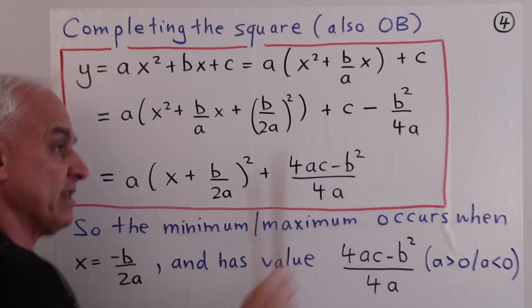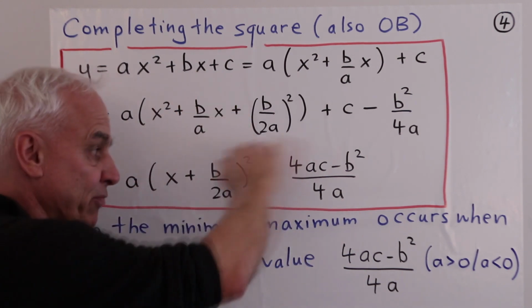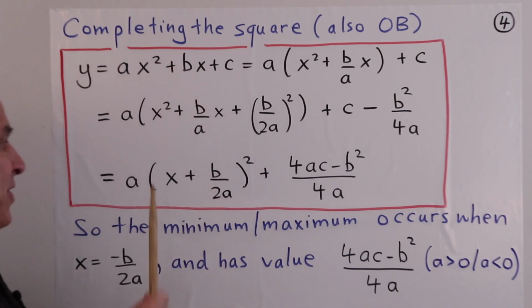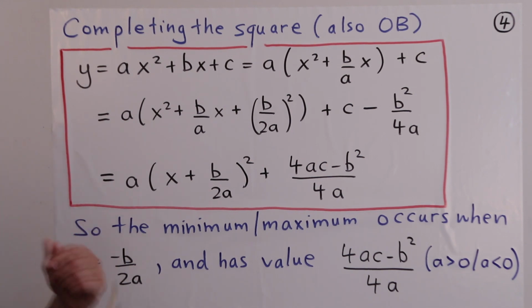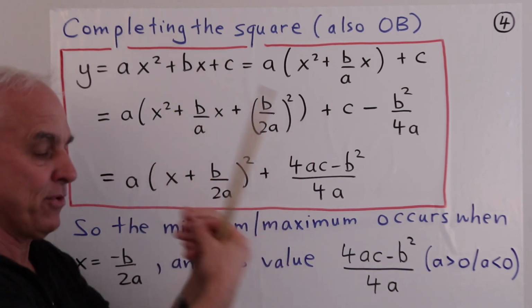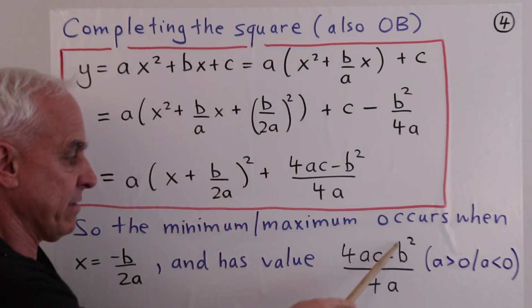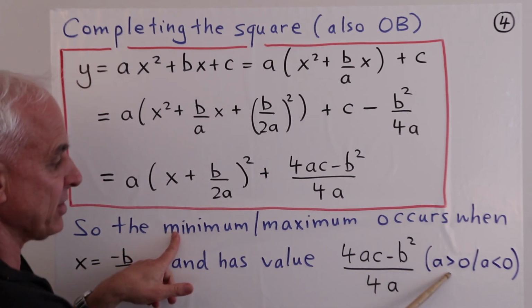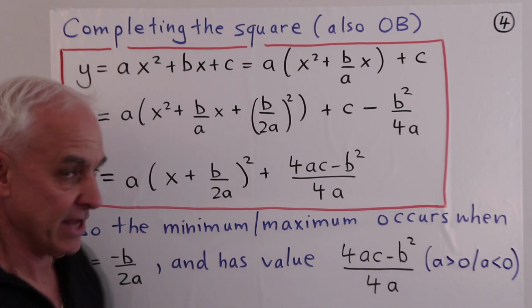And then this quantity is the biggest possible value this expression takes. And it'll still take that biggest value when x is equal to minus b over 2a, and that biggest value will still be this thing here. So in both cases, the maximum or the minimum occurs exactly when x equals minus b over 2a, and that actual value that's taken on is always 4ac minus b squared over 4a. It happens to be a minimum when a is positive and a maximum when a is negative.